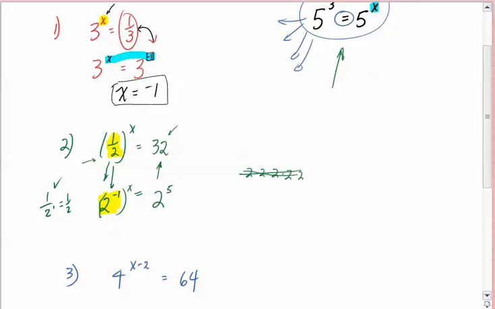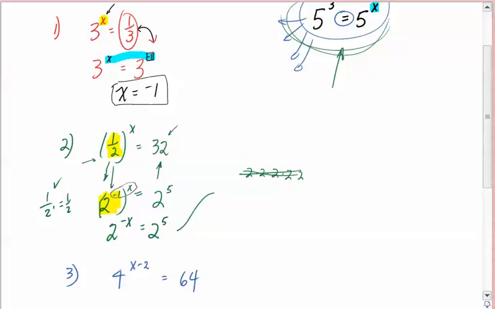Now, let me think back to my days in Algebra 1 and 2. What is it that I do when I have a power raised to a power? Well, I'm supposed to multiply those powers, so let's go ahead and do that. I have 2 to the negative 1 to the x power. Well, negative 1 times x is negative x. Look there. Now, you see this right here? You see this in play?